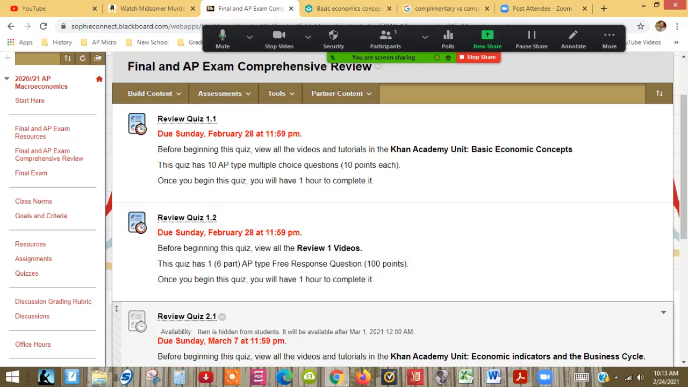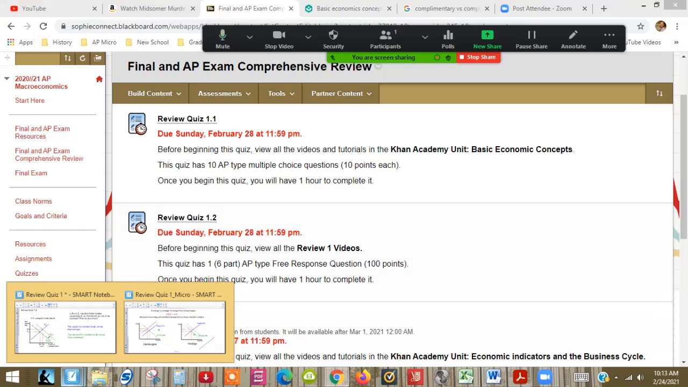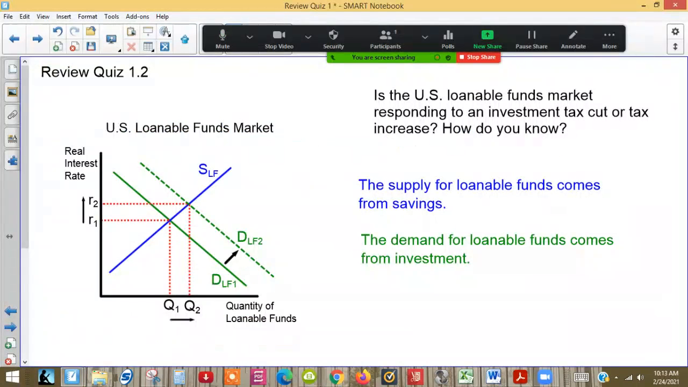So for review quiz 1.2, you're going to be looking at a model that you've seen before, the U.S. loanable funds market. And the question you're going to want to think about here is: is the U.S. loanable funds market responding to an investment tax cut or a tax increase? How do you know?